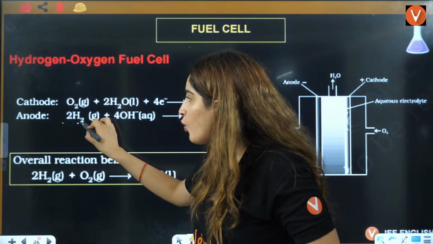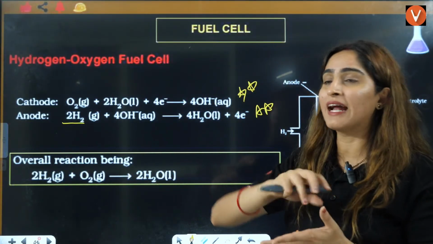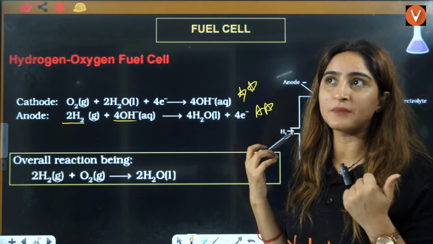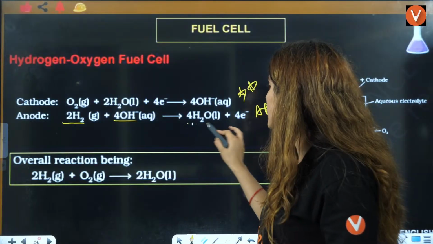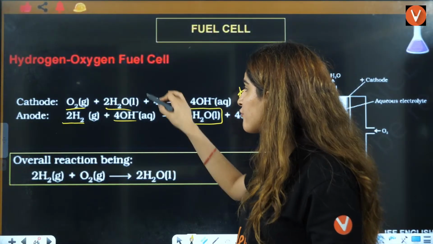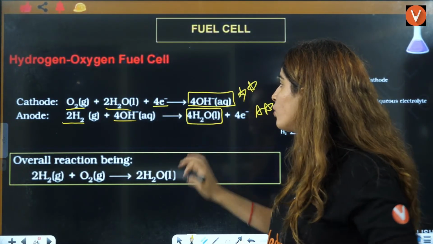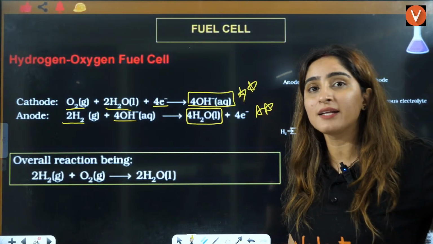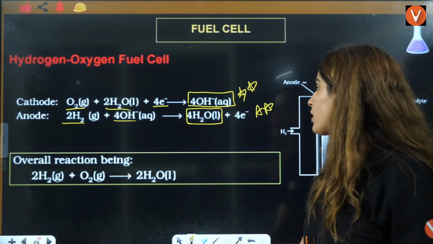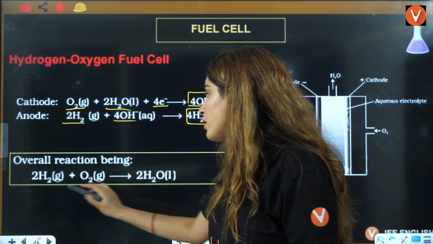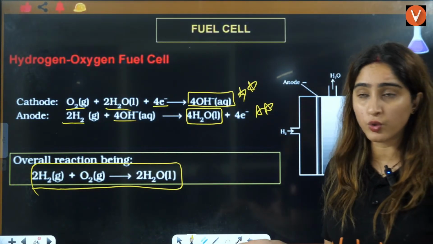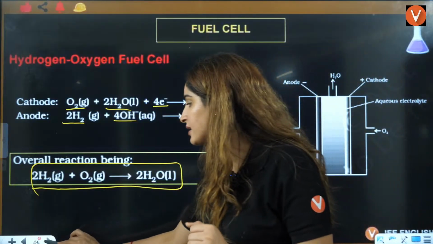So at the anode, you have H2 that reacts with OH negative from the electrolyte that you have used, and it is getting converted to water, right? And here O2, when you add water and it gains 4 electrons, it is getting converted to 4OH negative, right? That's how it keeps using this process to make more and more water. So the overall reaction is this one, where from H2 and O2 you are preparing H2O, right?